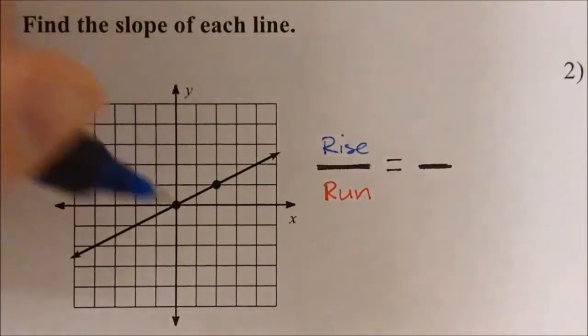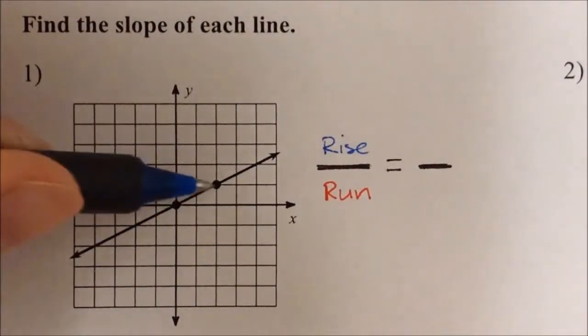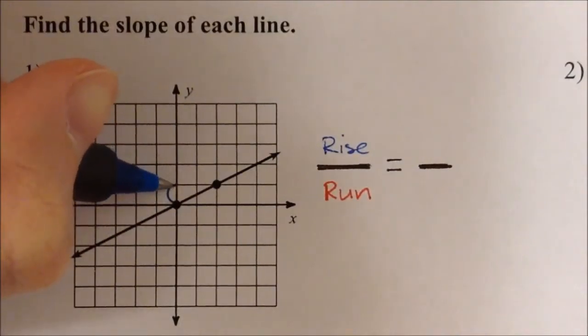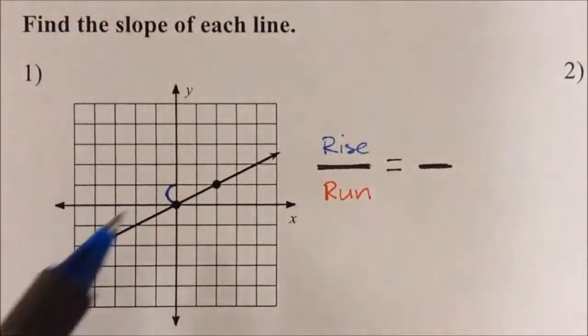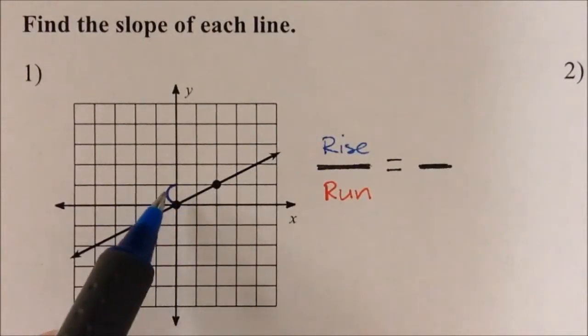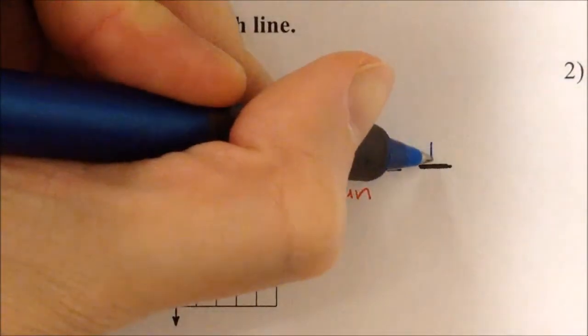So I picked the one on the left. Now my rise, I go up and level with the second point. So I'm going to go up 1. The reason I'm going to stop at 1 is because as you can see it's level. That's where I'm going to stop. Now my rise was 1, so I'm going to put 1 right here.